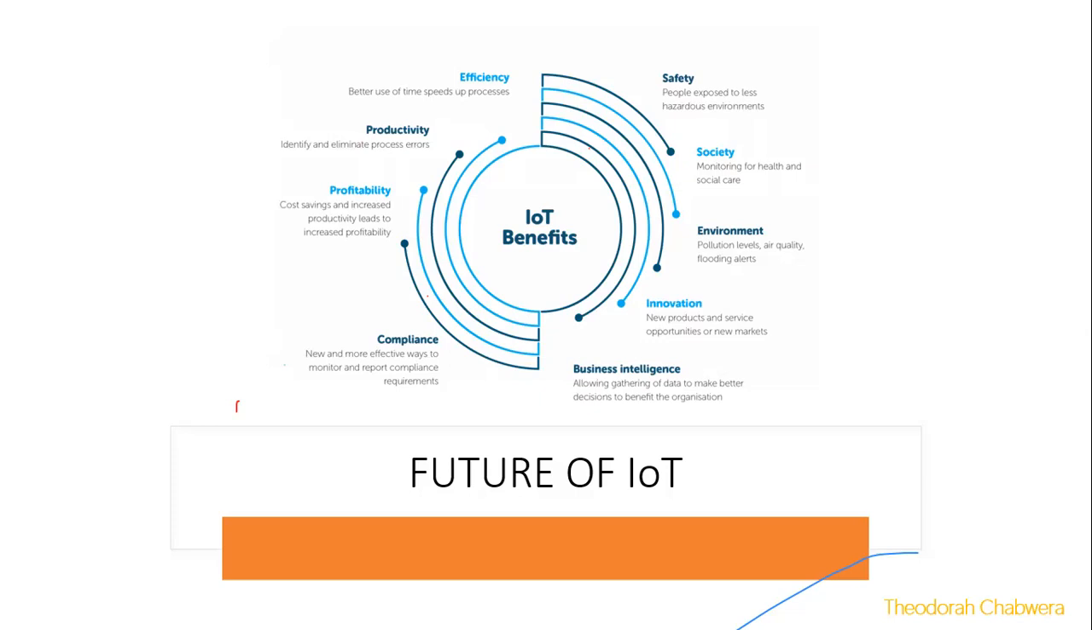Checking and monitoring pollution levels and air quality, I think a lot of problems can be solved. Early this year, we had Cyclone Freddy. Having flooding alerts, and other technologies like drones embedded with IoT to monitor the surrounding areas.